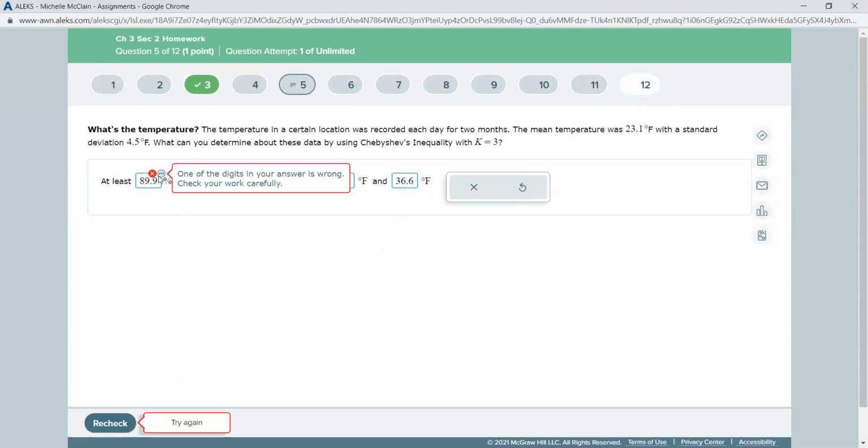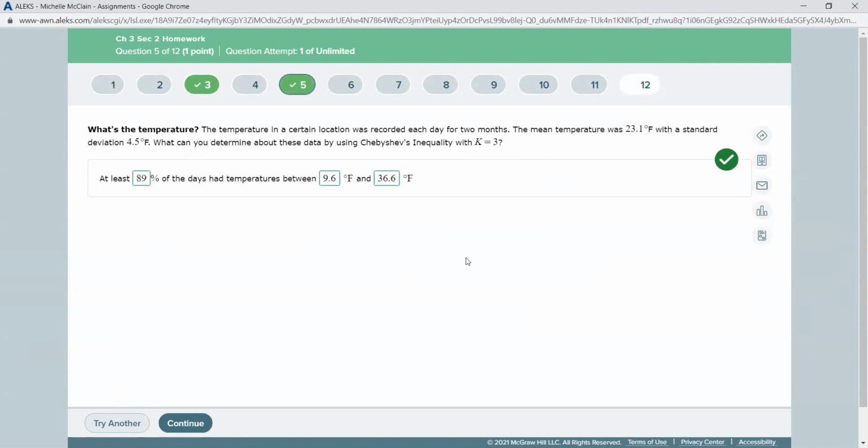Oh, they're not. Let's see. It says one of the digits in your answer is wrong. So maybe they don't want the decimal. I bet they just want the percentage. Let's give that a try. There it is. That is kind of odd that they didn't want the decimal. I don't know if you noticed, but we had 88.9 and we changed that to 89% instead. So we just rounded up to the nearest percentage.